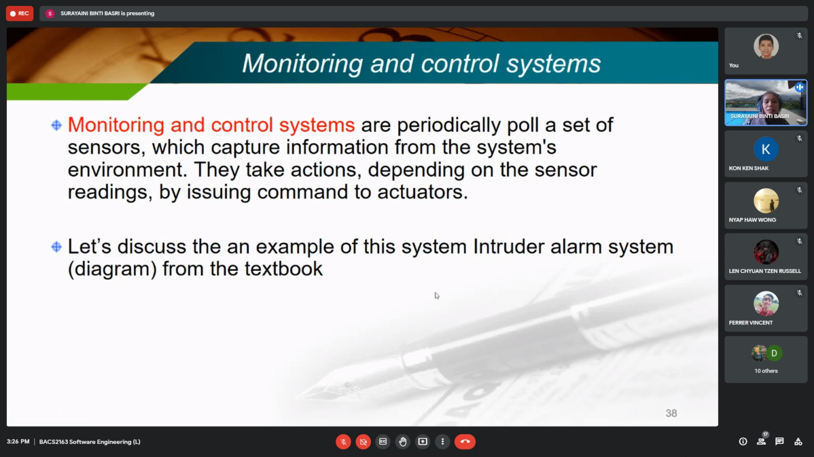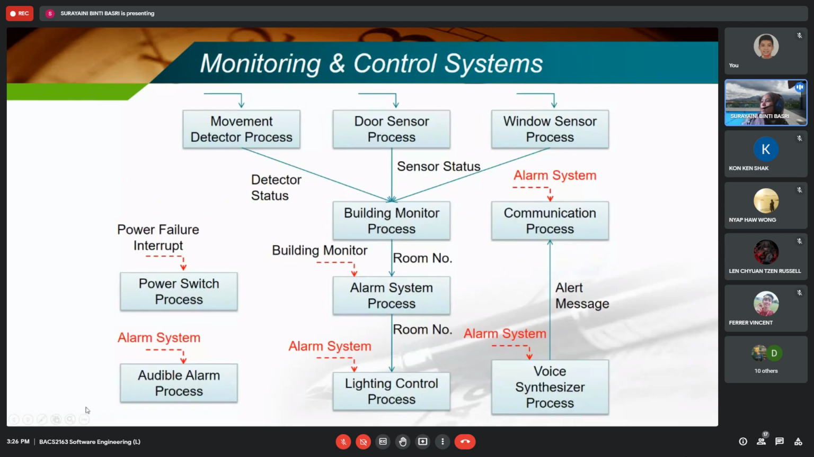So let us discuss the same example as previously, which is the intruder alarm system. This intruder alarm system is also one example of a monitoring and control system, where there is more than one sensor working together. Like the example previously, they are concurrent processes. So the concurrent processes here are as follows.